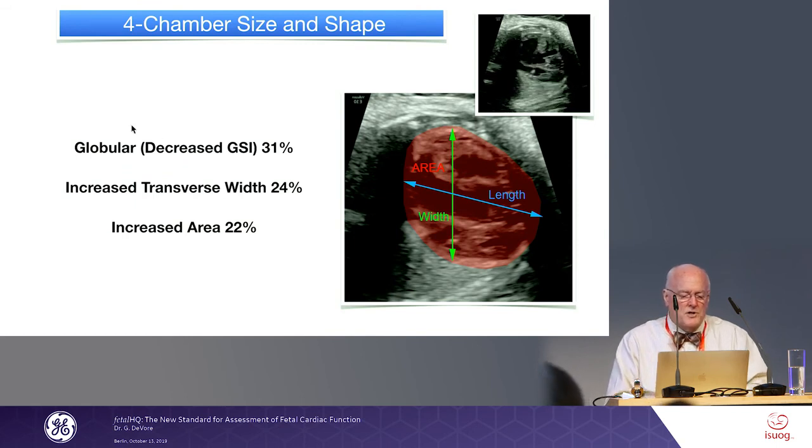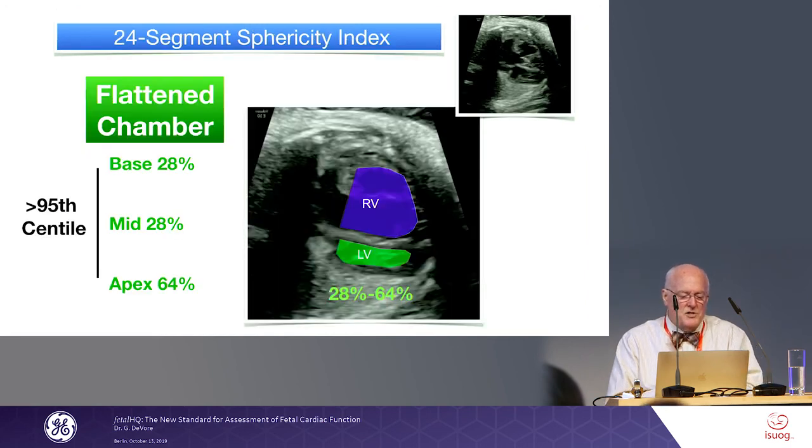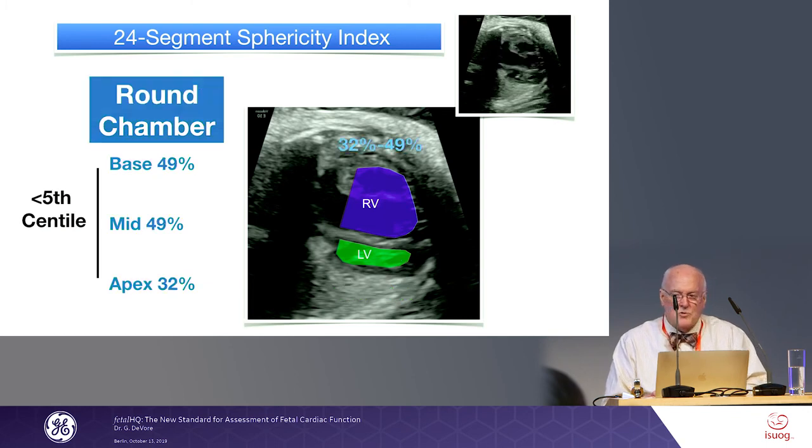Coarctation fetuses, the 4-chamber view, the GSI was decreased in 31%, the transverse width was increased in 24%, area was increased in 22%. If we looked at the flattened chamber, that's the sphericity index, above the 95th percentile, it occurred in the left ventricle between 28 and 64%. So the left ventricle, of course, was flattened, which is pretty intuitive. The right ventricle was increased in diameter, had a more round chamber.